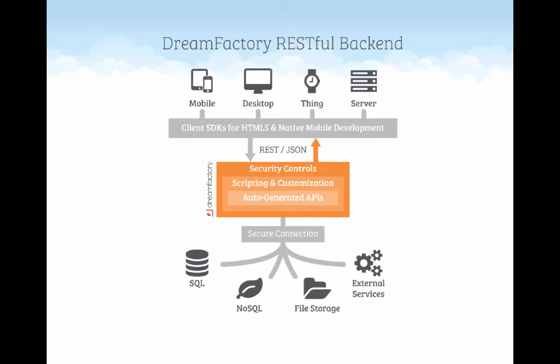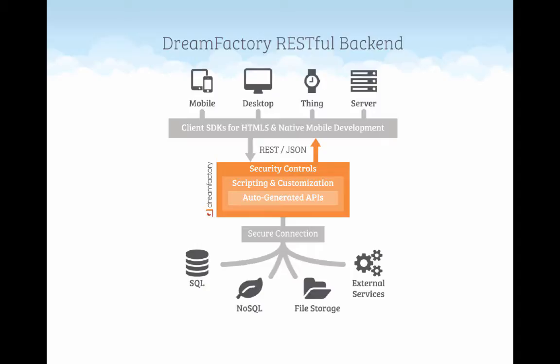So DreamFactory is an open source mobile backend that provides REST services for building modern applications. So in the diagram we're showing here, DreamFactory is the software in orange. The platform includes several key things. One is auto-generated APIs. The second is a server-side scripting engine. And then the third thing is a bunch of security controls that cover both the scripting and the APIs. So taken together, it's a full backend for mobile development, desktop apps that use RESTful APIs, Internet of Things, and even server-to-server communication that you might be implementing.